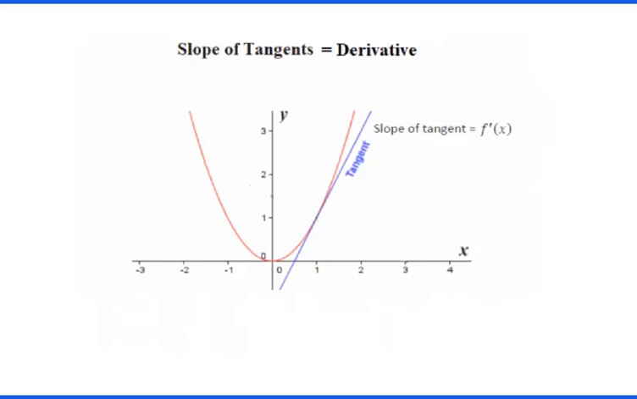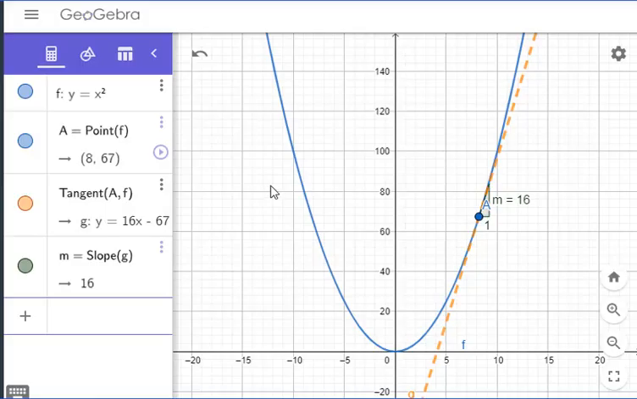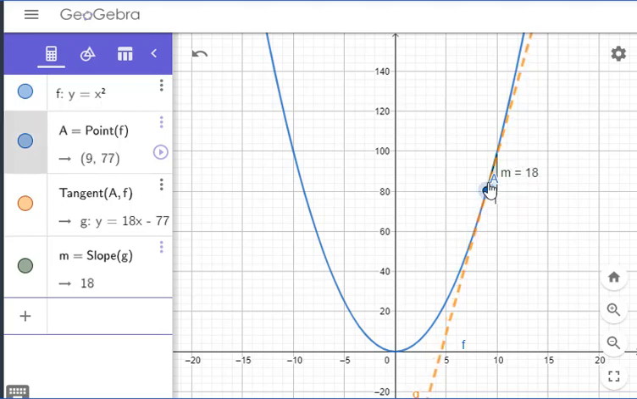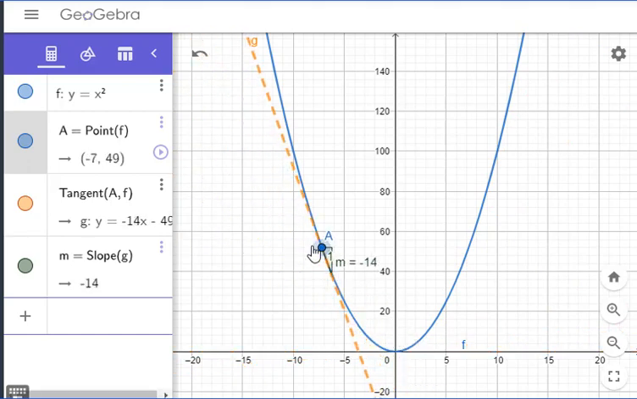Today's lesson is about investigation of the slope of a tangent line. Now let's investigate the graph y equals x squared. I will move this A on the curve y equals x squared, and we can observe how the slope of a tangent line changes.